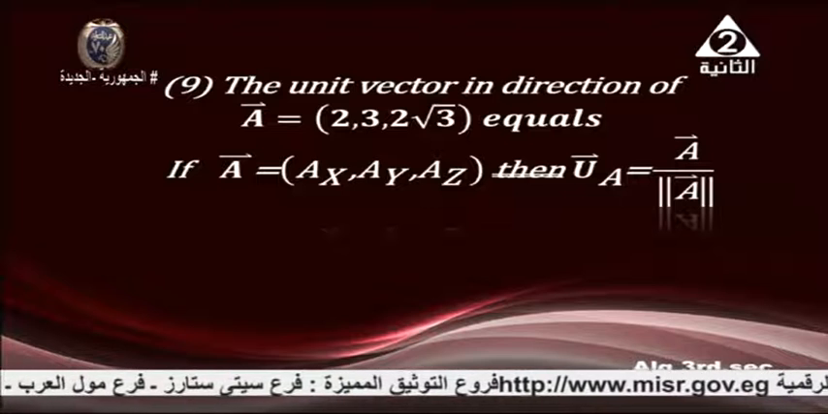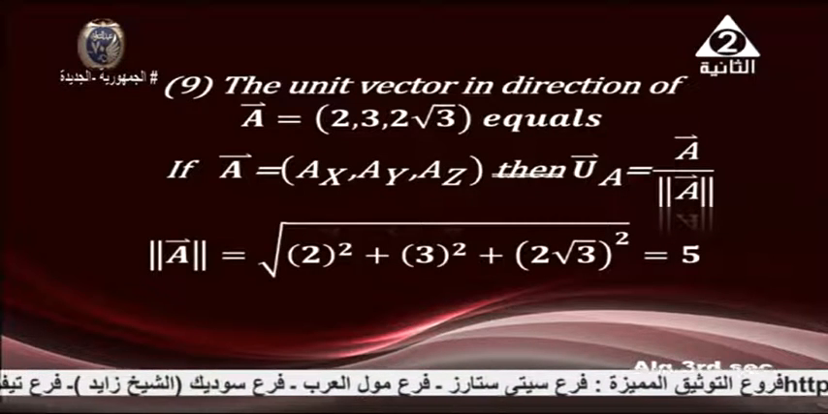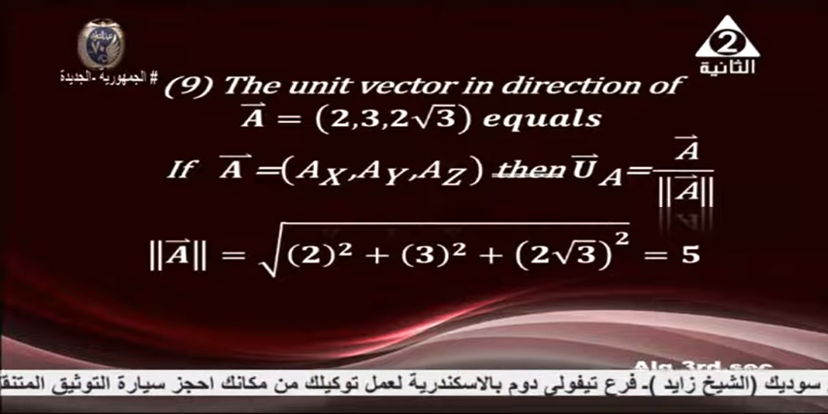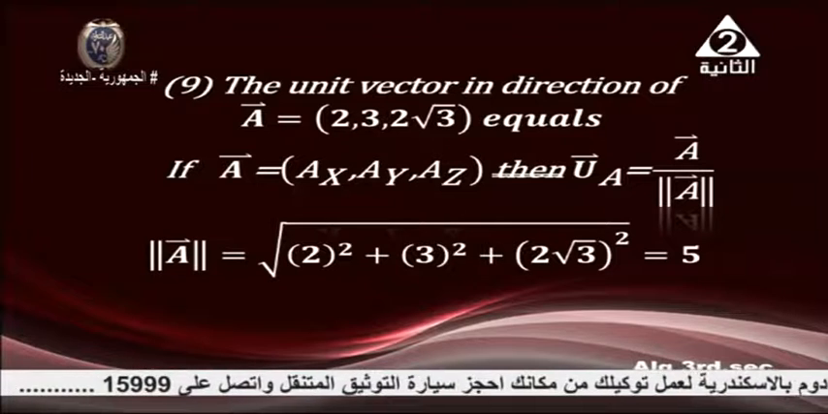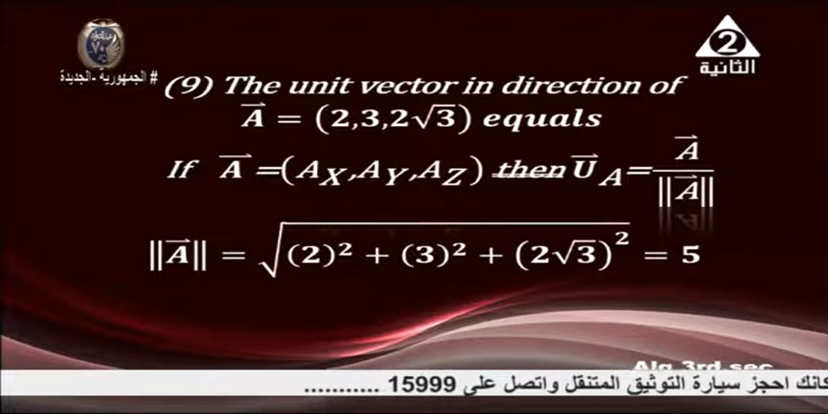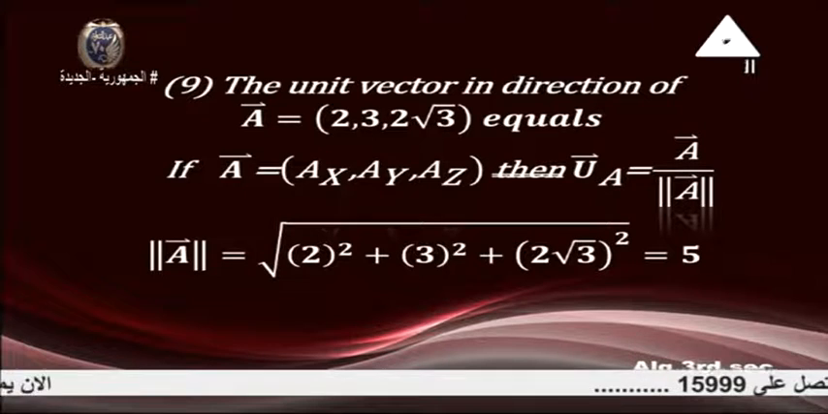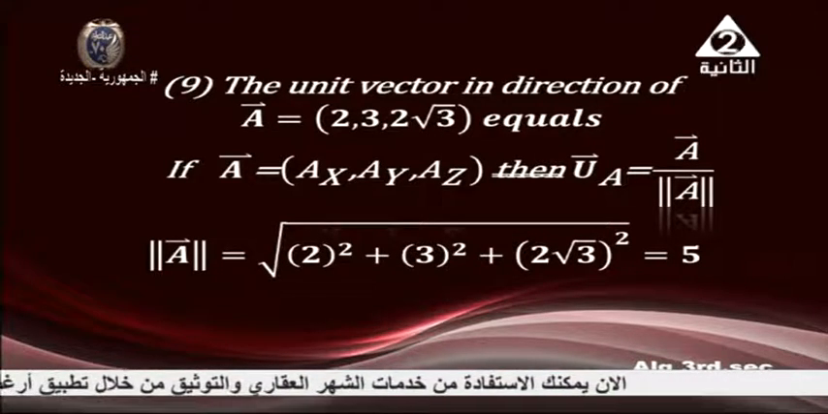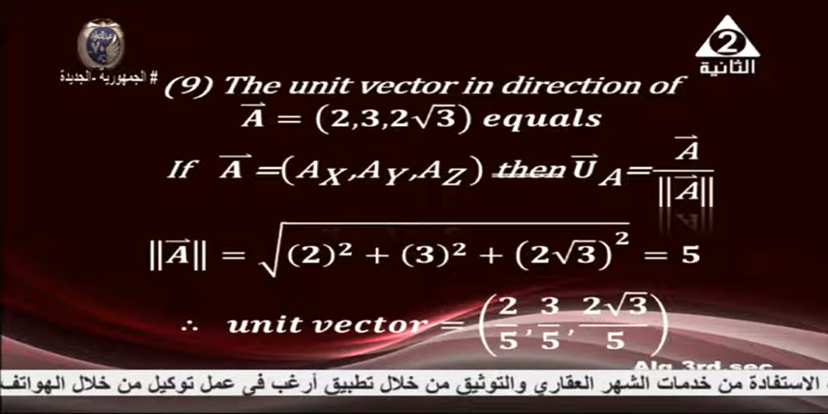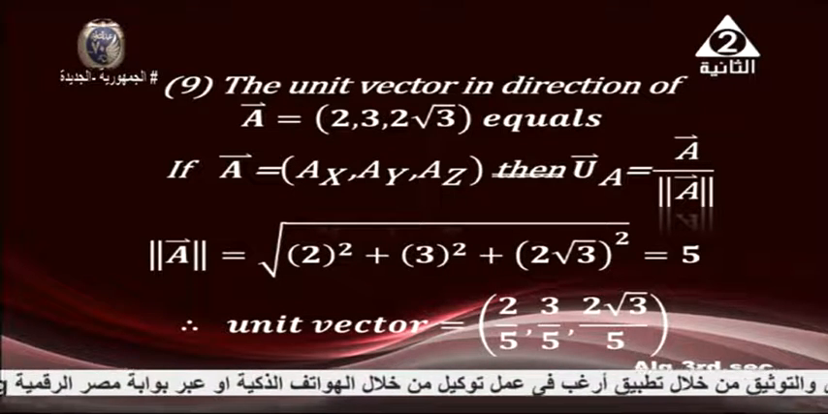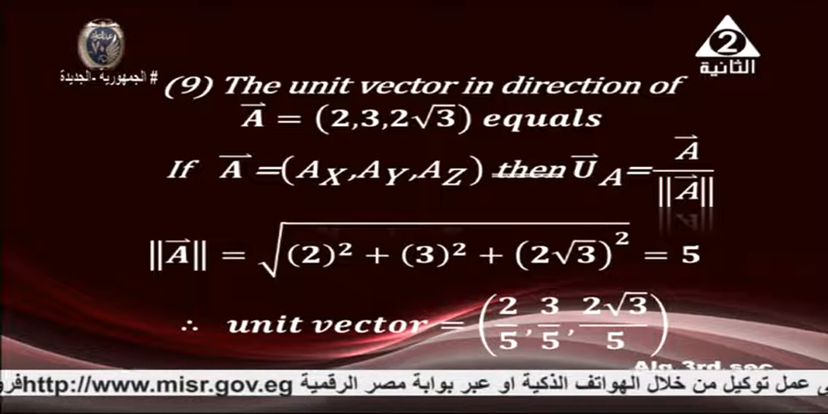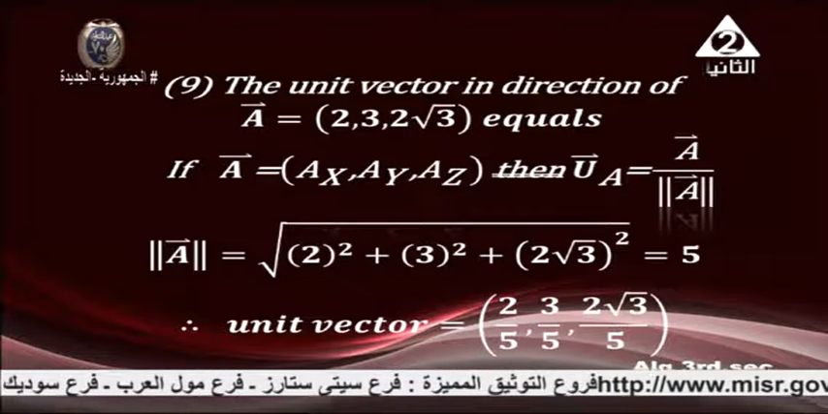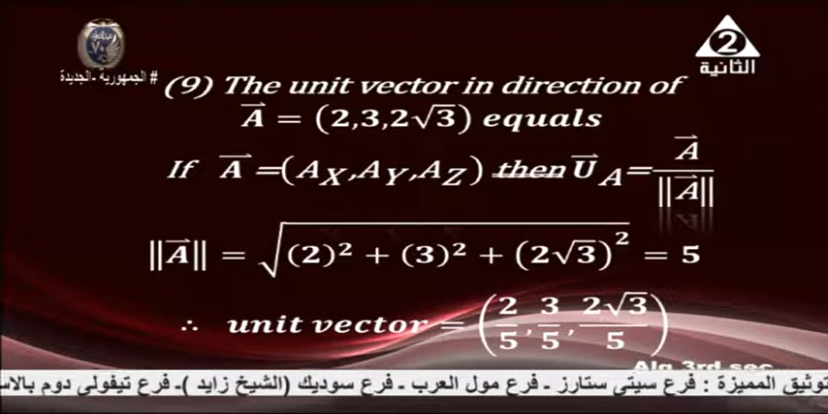What is the norm? Square root. Norm of vector A is the square root of 2 squared plus 3 squared plus (2√3) squared, which equals 5. Then we must divide each component of the vector A by 5. The unit vector becomes (2/5, 3/5, 2√3/5). This is the unit vector in direction A vector.